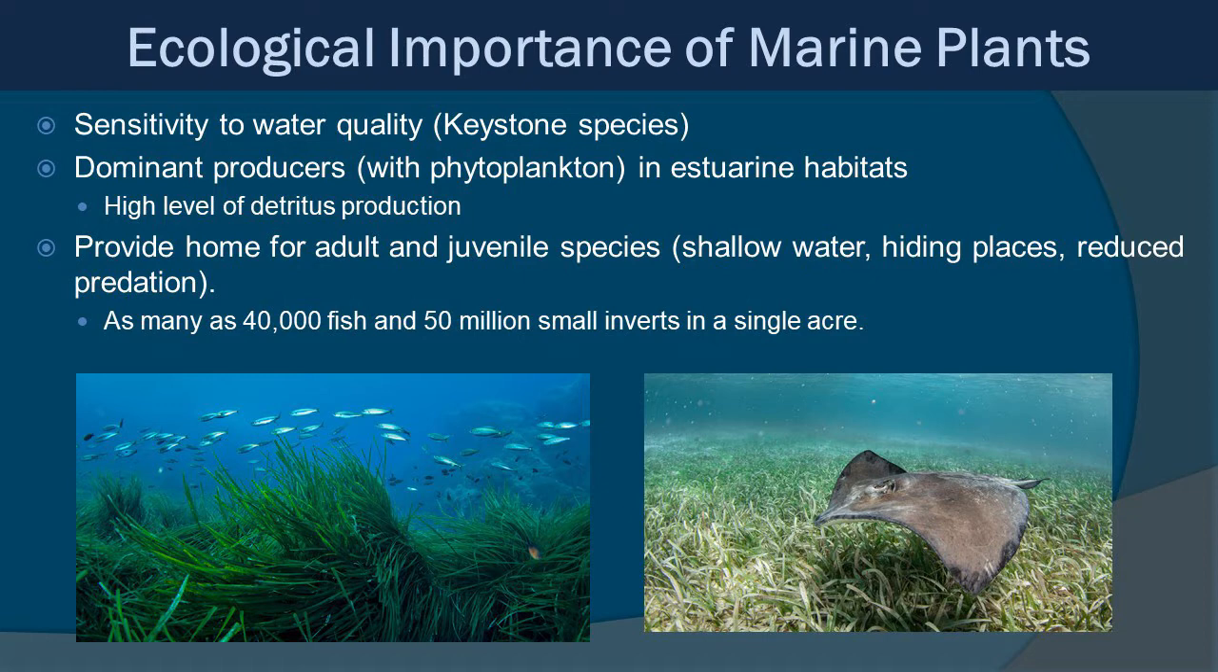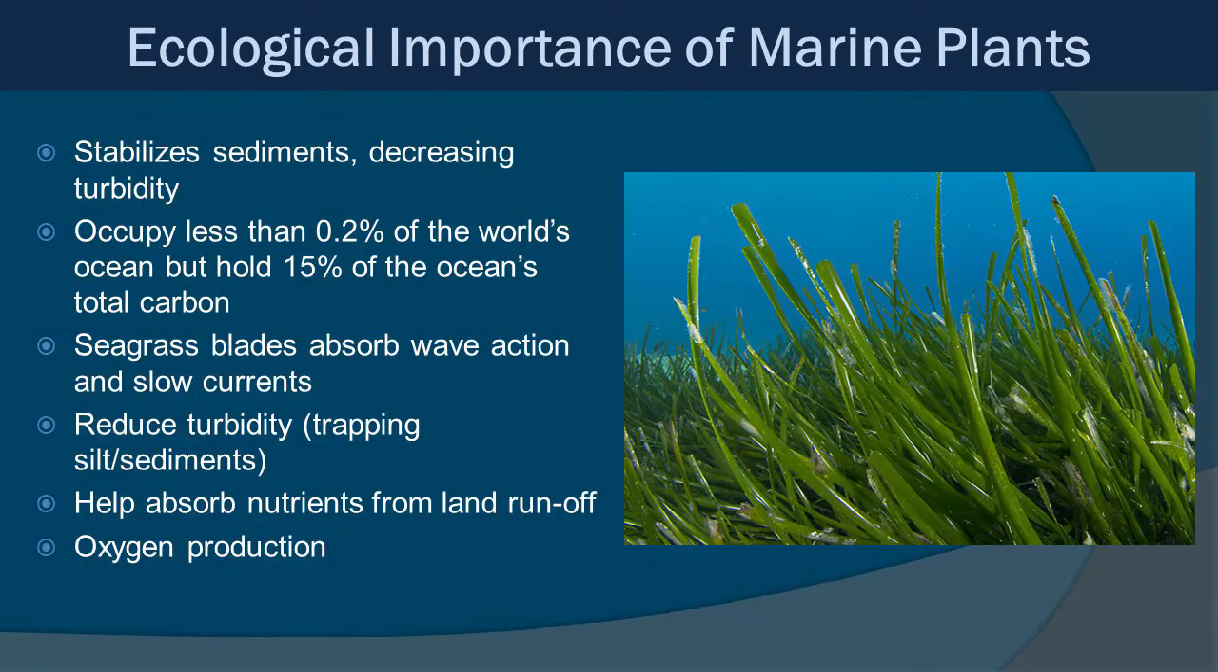They provide a home for adults and juvenile species, both in shallow water, but also for hiding places and to help reduce predation on some of those targeted species. As many as 40,000 fish and 50 million small invertebrates can be found in a single acre of seagrass. They help stabilize sediments, decreasing turbidity. Remember, turbidity is about clarity of water.